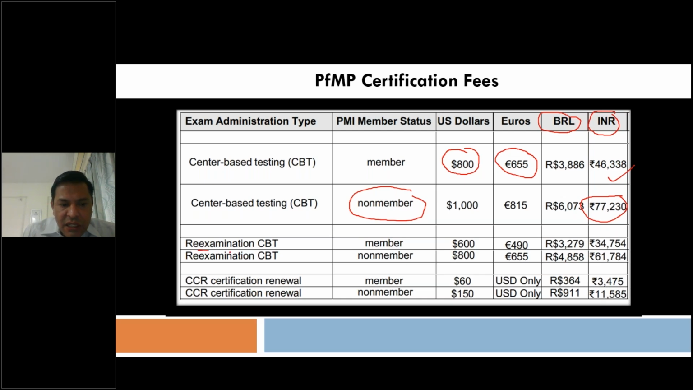This is the re-examination fee. The re-examination fee for a member is 34,754. By any chance, if you are not able to clear the Portfolio Management Professional certification exam and have to apply one more time, a second attempt, then you will have to pay a fee again of 34,754 as an Indian candidate, and $6,000 if you are outside India, such as in the US, the Middle East, Australia, and other regions.